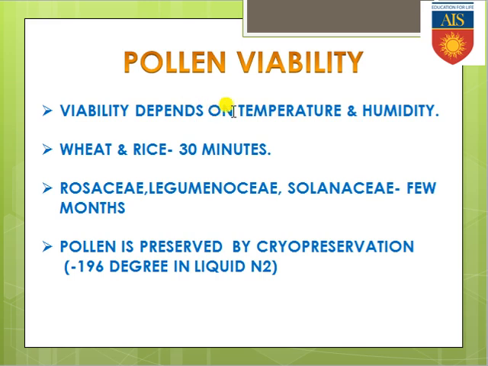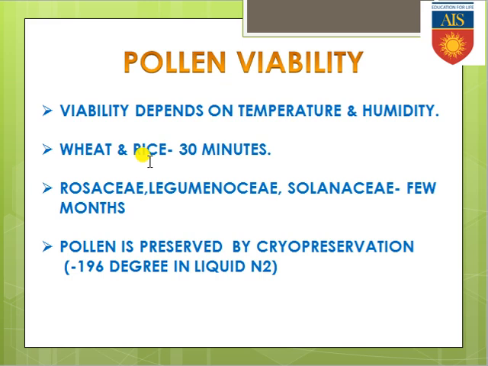So keep it in your mind, the temperature and humidity, these two factors are very much necessary. Optimum temperature and optimum humidity, that is the intermediate temperature and intermediate humidity, will always be required for maintaining the activity or viability of the pollen grain. Here some examples have been given also.